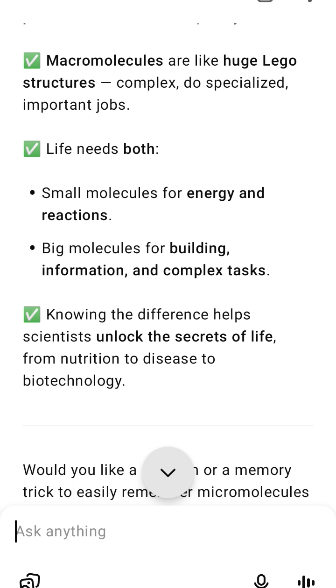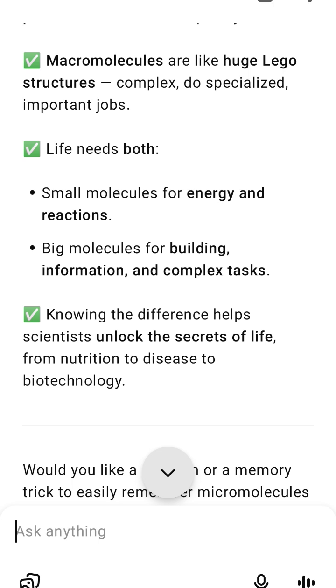Super simple comparison table. Feature: micromolecules, macromolecules, biomacromolecules. Size: small, very large. Molecular weight: less than 1,000 Da, above 10,000, often 100,000 plus. Acid solubility: dissolve in acid, acid soluble; do not dissolve in acid, acid insoluble. Examples: glucose, amino acids, vitamins; proteins, DNA, RNA, polysaccharides, lipids. Functions: quick energy, building blocks, structures, enzymes, genetic storage.